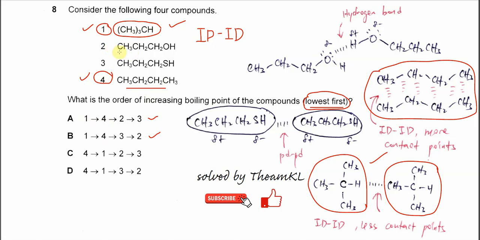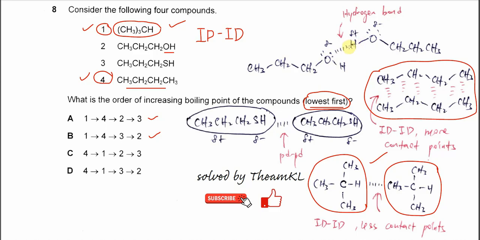We try to find the stronger intermolecular force. Okay, because this one is a propanol, it has an OH group here. It can form hydrogen bonds between the molecules, for example, like this one. So the oxygen has 2 lone pairs. Let's say one of its lone pairs is now forming a hydrogen bond with the hydrogen on another OH, right?